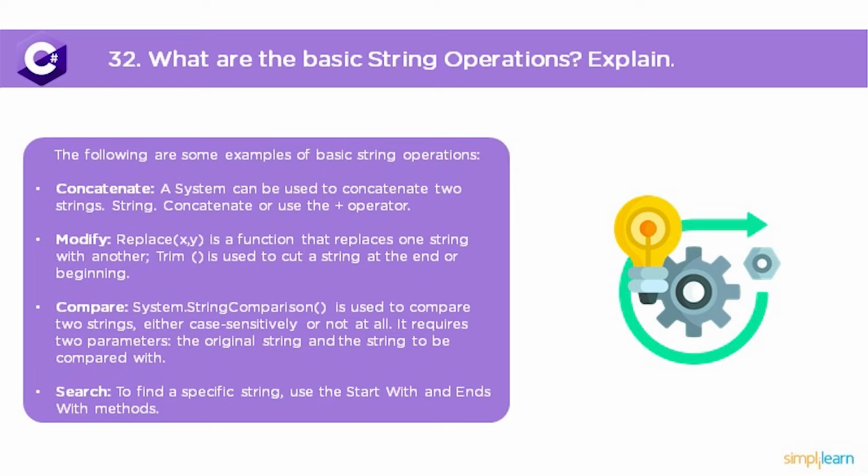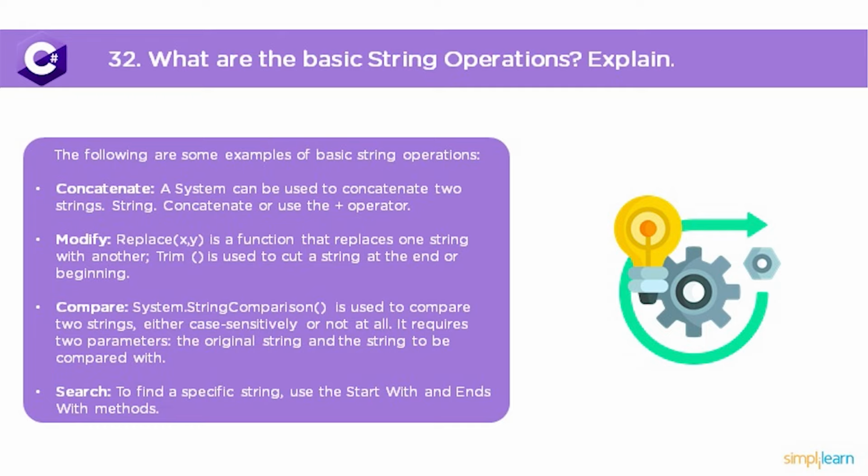Now the next question. What are the fundamental string operations? Explain. The following are some examples of basic string operations. The first operation is concatenate. A system can concatenate 2 strings using string concatenate or the plus operator. The next string operation is modify. Replace x, y is the function that replaces one string with another. The trim function is used to cut a string at the end or beginning. The third string operation is the compare operation. System.string comparison is used to compare 2 strings, either case sensitively or not at all.